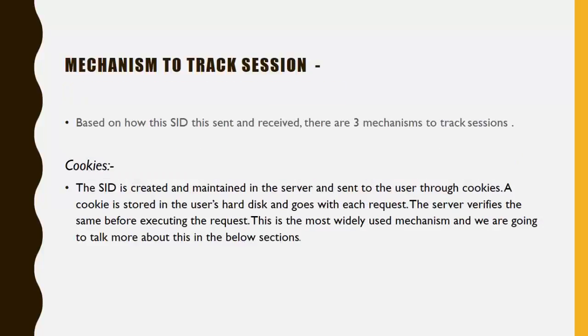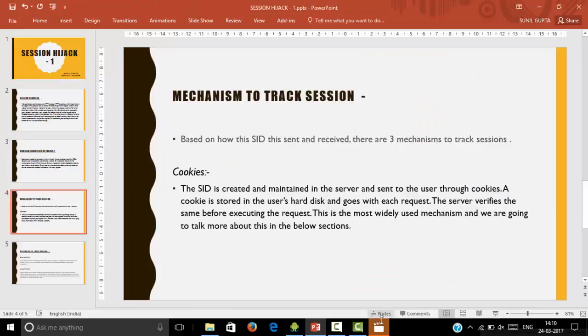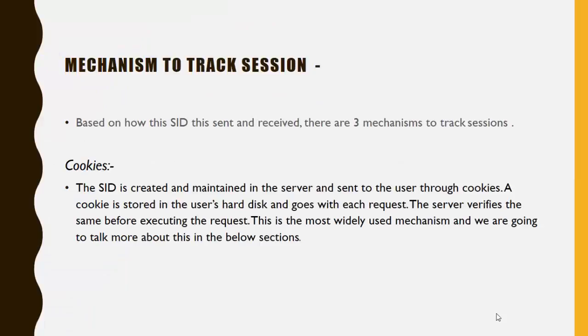Mechanisms to track a session. Based on how this SID is sent and received, there are three mechanisms to trace sessions. And the three mechanisms are cookies. The SID is created and maintained in the server and sent to the user through cookies. A cookie is stored on the user's hard disk and goes with each request. The server verifies the same before executing the request. This is the most widely used mechanism, and we are going to talk more about this in the below sections.